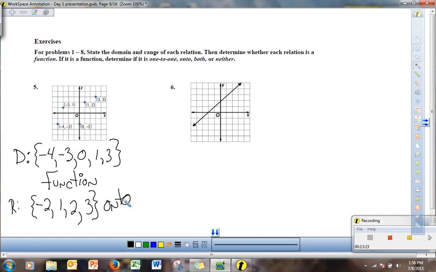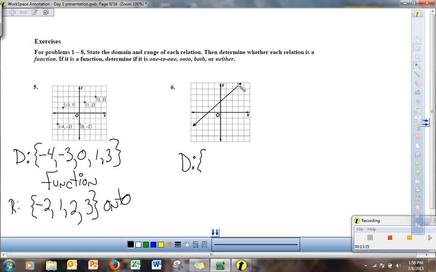Hey, now number 6 looks a little weird. The domain says, hey, what x values are you using here? Well, if I plotted this point, guys, it looks like I got the point 1 and almost 3, not quite 3. I got 2 and something. I got 3 and something. I got 4 and something. I use every x value in the whole wide world.